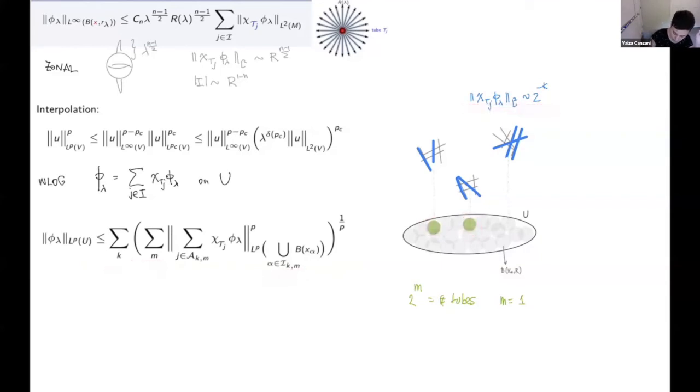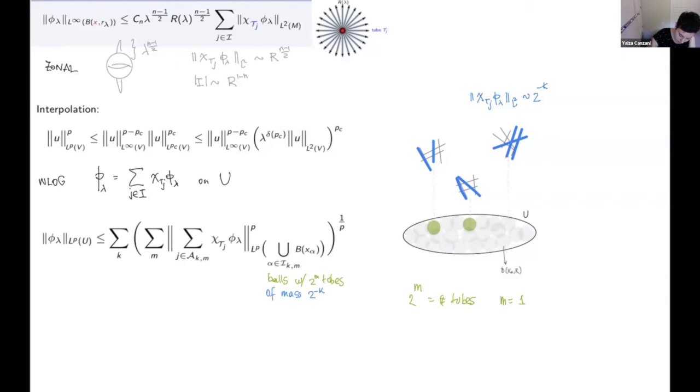And so for this picture, this union is just these 2 green balls. So let me write that down so that I can record it for you. So these are the balls with 2 to the m tubes of mass 2 to the minus k over them.